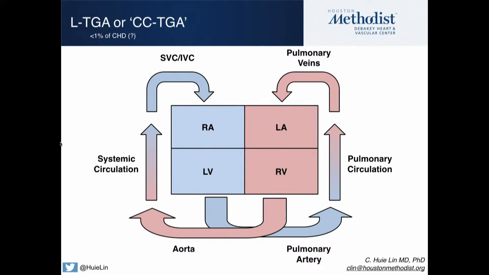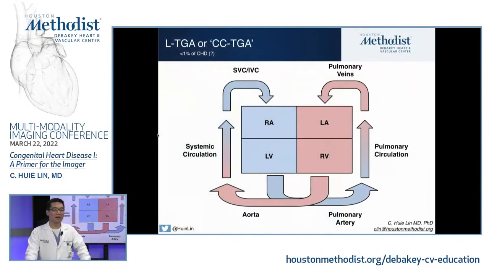So this is typically what we're facing. We see the systemic venous circulation coming back through the SVC and IVC to the right atrium. But then the ventricles are L-looped. What that means is the right atrium connects to the left ventricle via the mitral valve, because the valves typically go with the ventricles. Then the left ventricle is connected to a discordant great artery, the pulmonary artery. The pulmonary artery goes, as expected, to the lungs, and then comes back through the pulmonary veins to the left atrium, as expected.